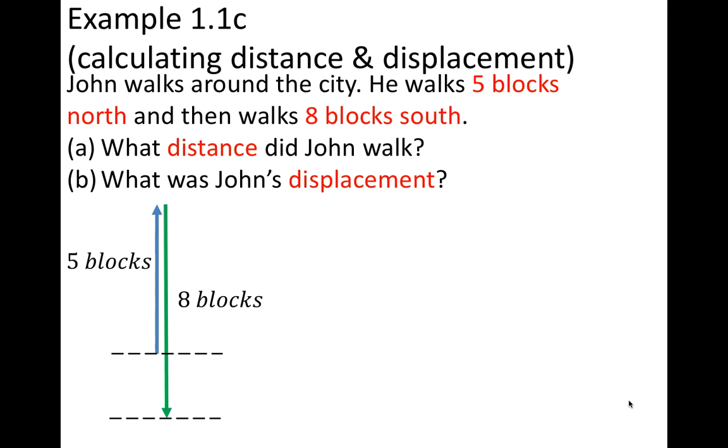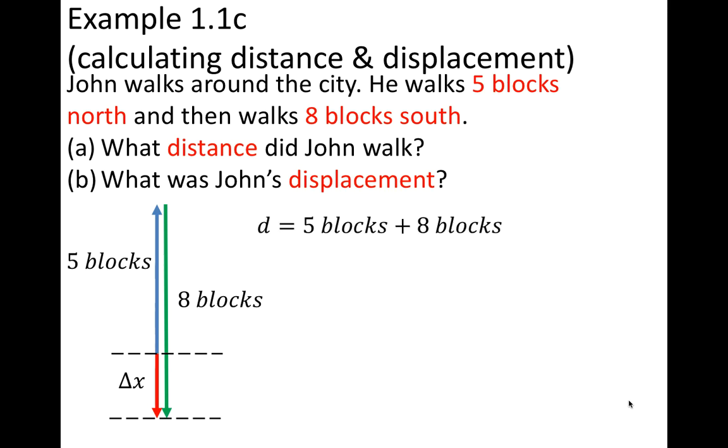The blue and the green arrows that represent John's motion should technically be drawn over top of each other because the 5 blocks that he walks north overlaps with 5 of the 8 blocks that he walks back south over the same sidewalk. But I'm going to draw the arrows next to each other to make it easier to see. John's displacement, or delta x, can be represented by an arrow that's drawn from his initial position to his final position.